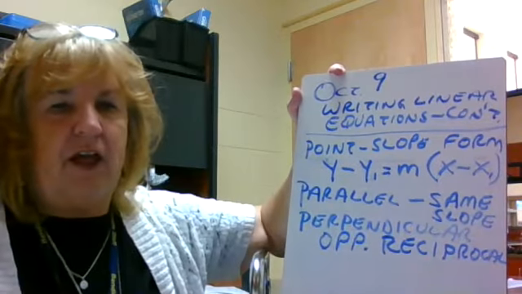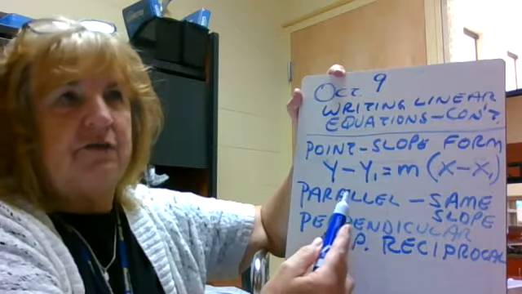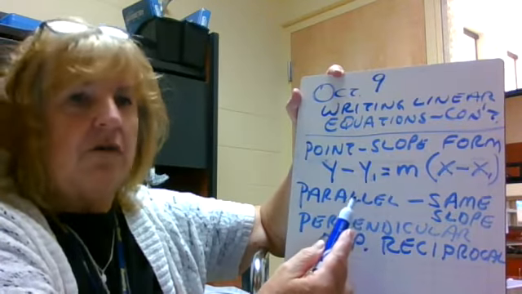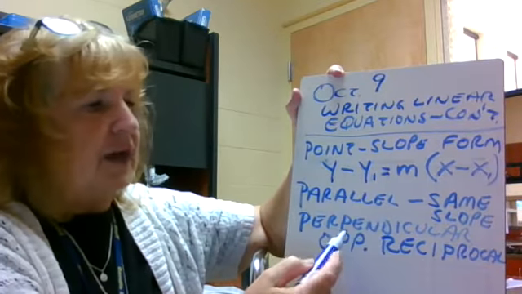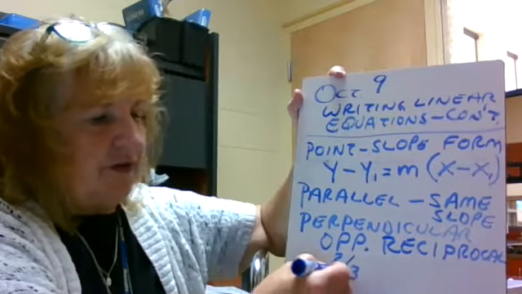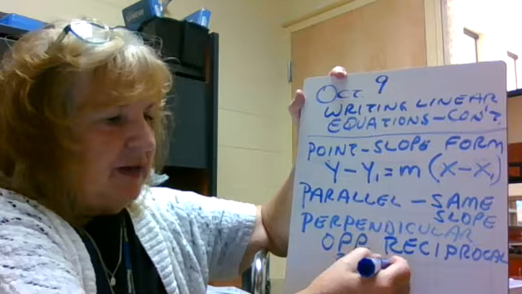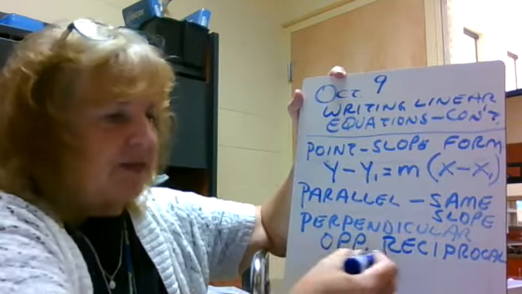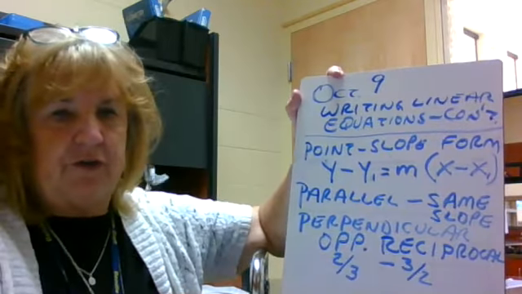So for example, these are easy: for parallel lines, if one line has a slope of 5, the other one has a slope of 5. Or if one of them is -2/3, the other is -2/3. When it comes to perpendicular ones, if one slope is 2/3, the other slope has to be the opposite, so it has to be negative, and it has to be the reciprocal, so this one's flipped upside down: -3/2.